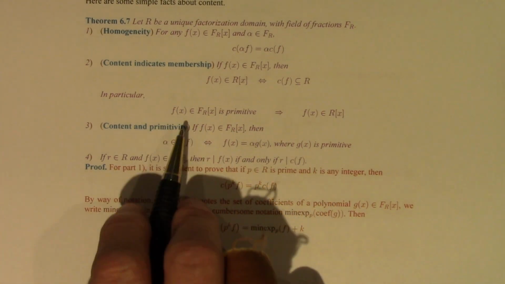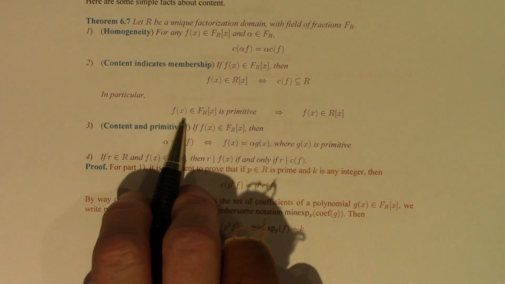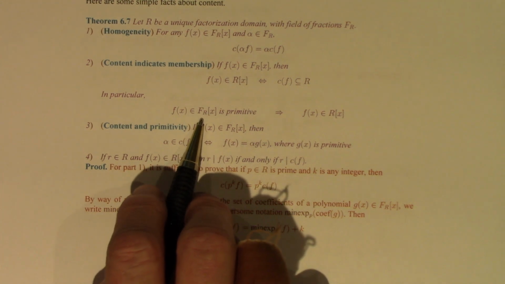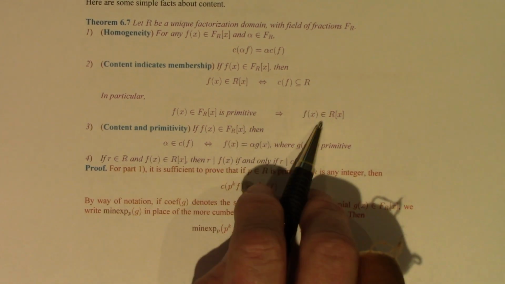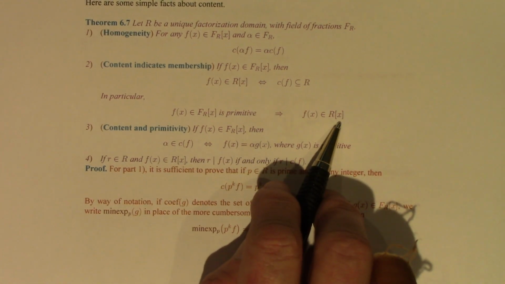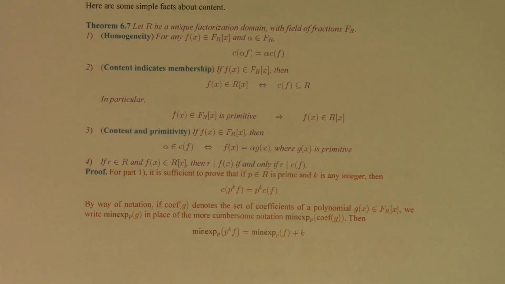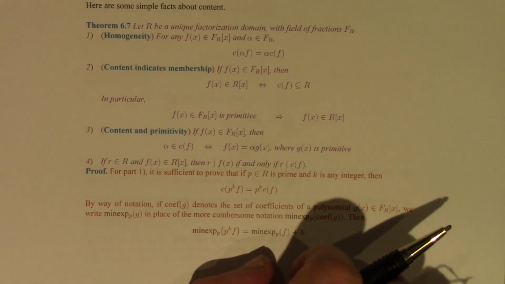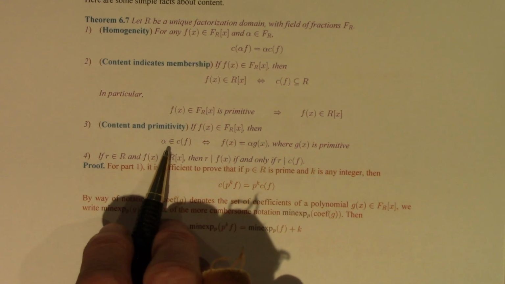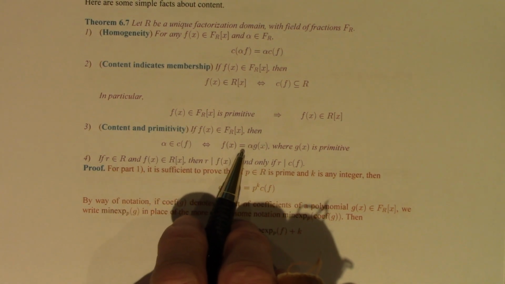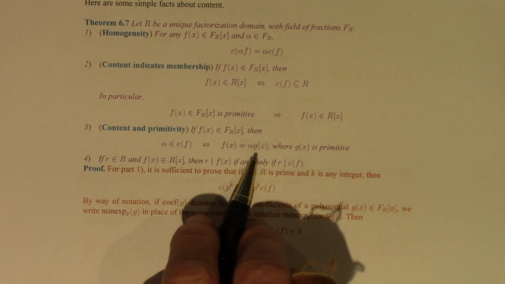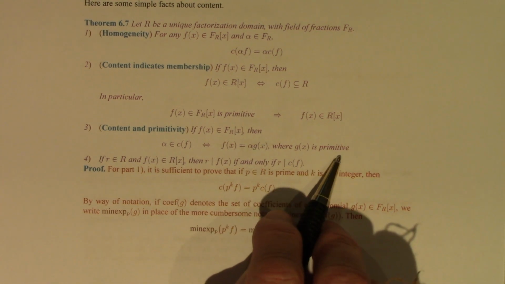In particular, f of x over the field of fractions is primitive if and only if it belongs to R of x. So when you say f of x is primitive, you know automatically the coefficients belong to the base ring. Alpha is a content of f if and only if f equals alpha g of x, where g of x is primitive.